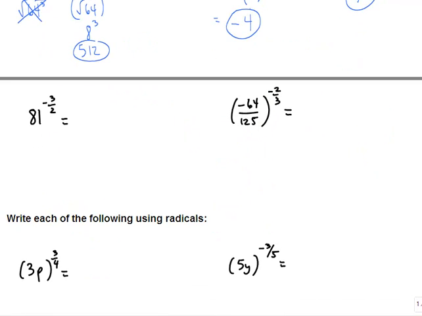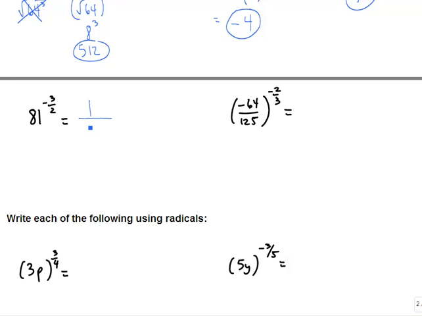Okay? In the next example, now we have a negative exponent. So to talk about that again, remember that negative exponents cause you to take reciprocals. They flip you over. So the first thing you would want to do here is take this 81 to the negative 3/2 and flip it over to the denominator.